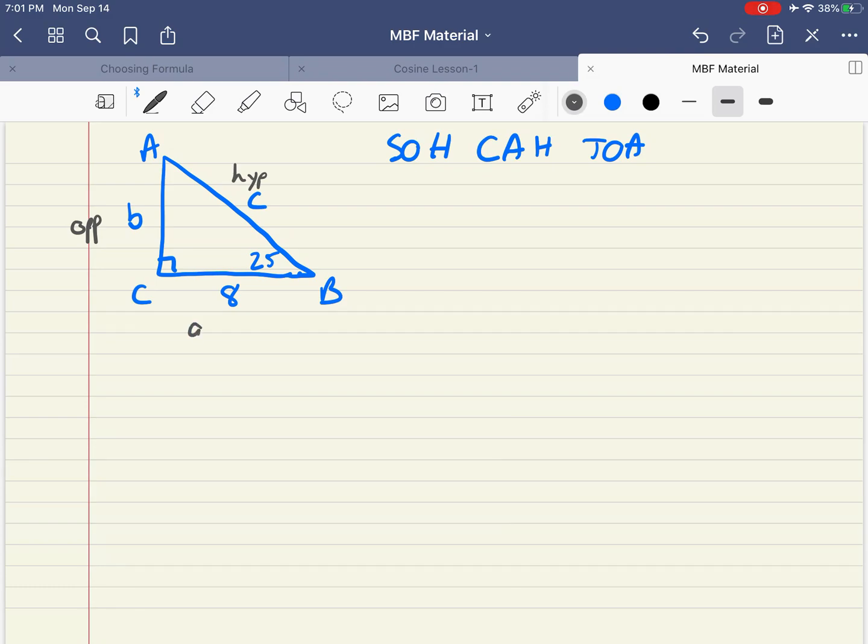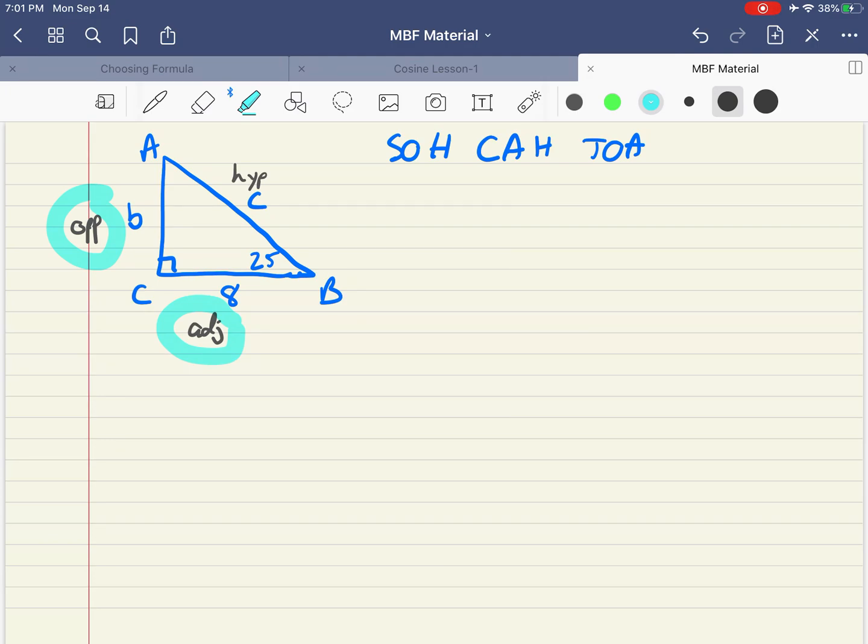Whatever's left, that's going to be my adjacent. I like to just label it like that. It makes it a little bit easier for me. So now I want to solve for little b. So little b, this is my opposite, and I know the adjacent. So I have to use the adjacent because that's a known value.